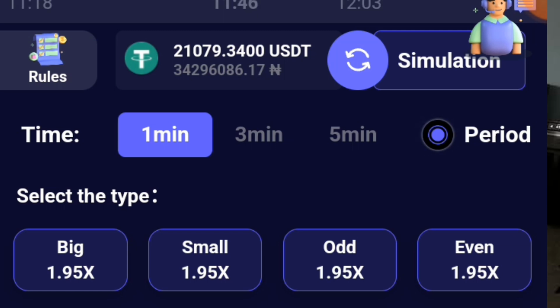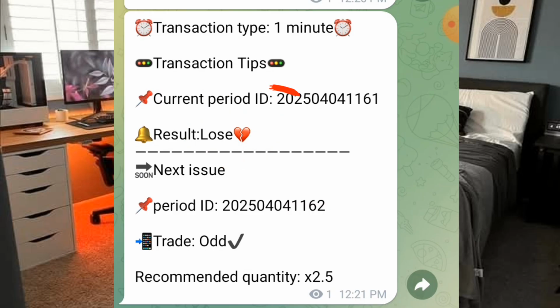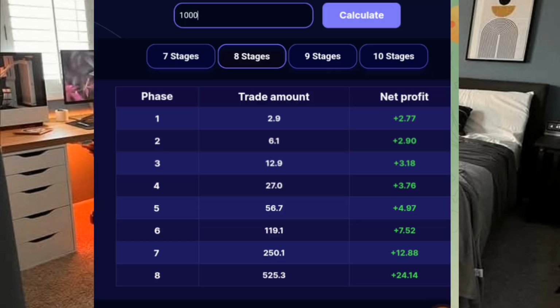Let's see if this is a win. This trade was a loss. You can see the broken heart. So we're going to double our trade amount right here to the second stage. We're going to use 6.1 now.